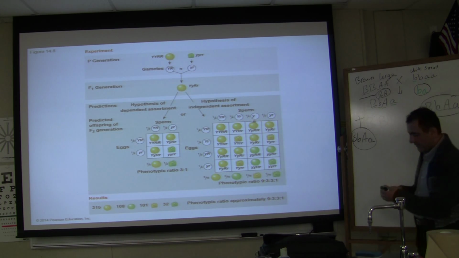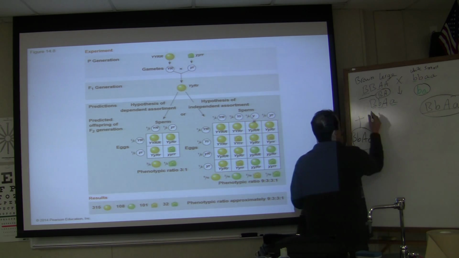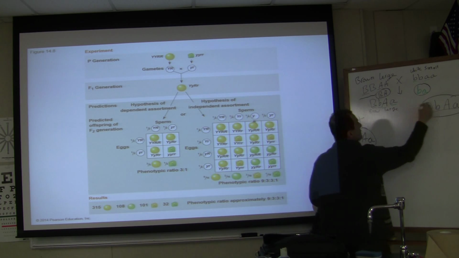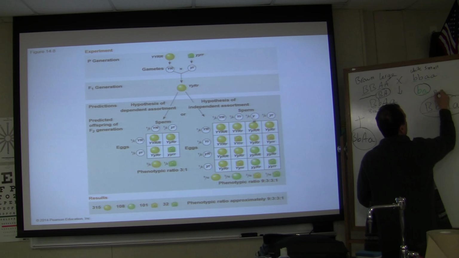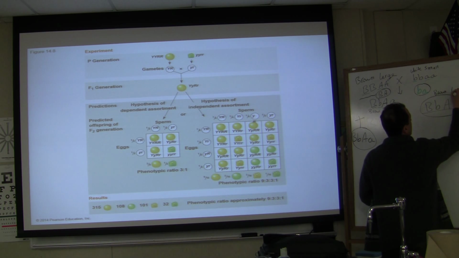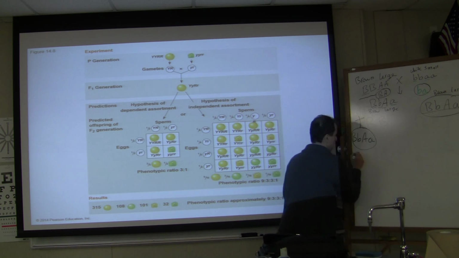And what is the phenotype of that guy? It's brown, right? Large. What is the phenotype of this one? Brown, large. What is the phenotype of that one? Brown, large.